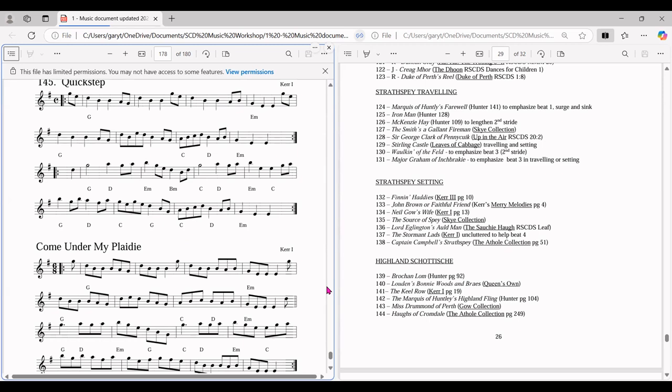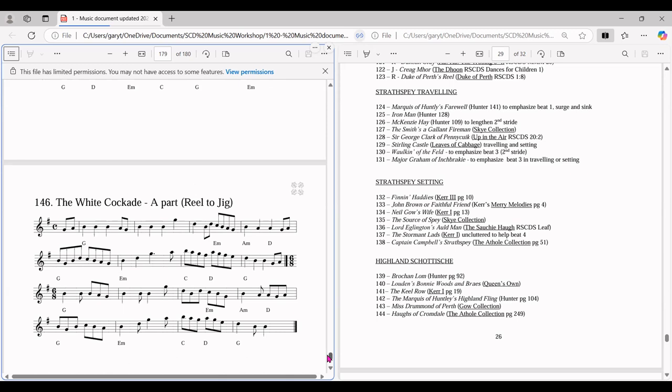Wow. And they're both used in country dances. The jig time as a signature tune, and in reel time is often used as just an accompanying tune. Now 146 has the same melody. The A part is a reel and the B part is a jig from the White Cockade. So we start in reel time.